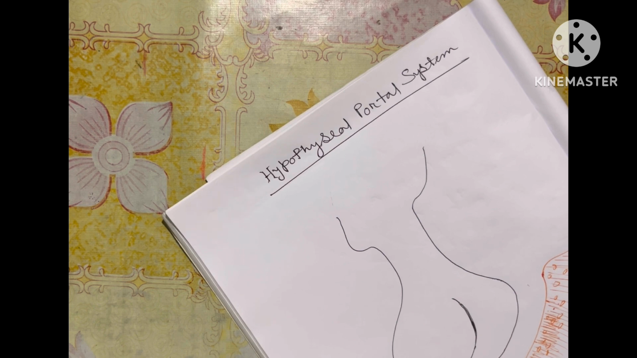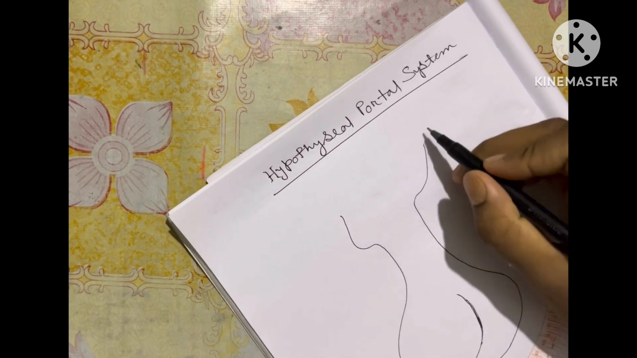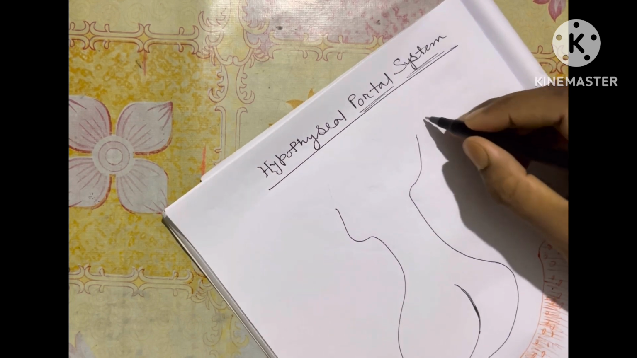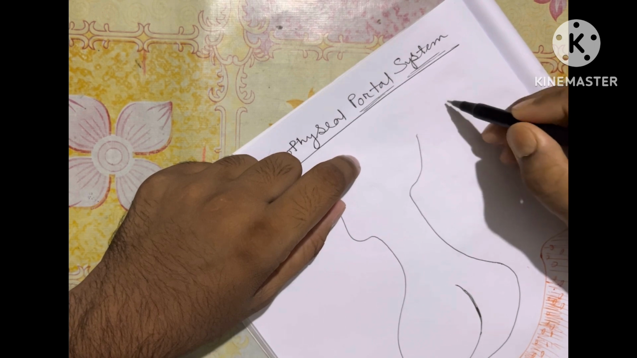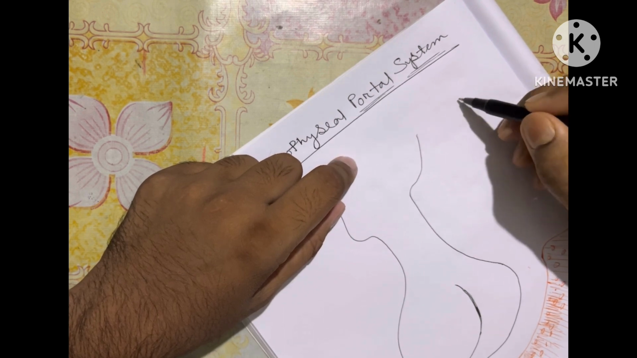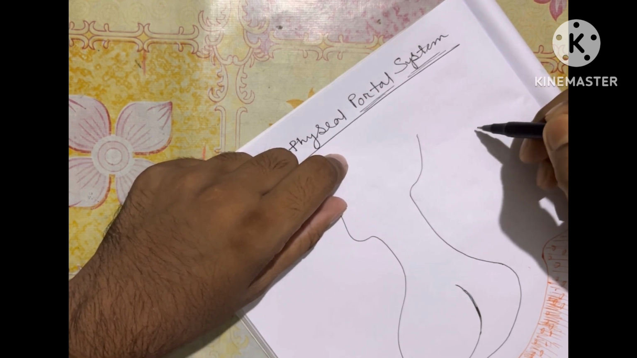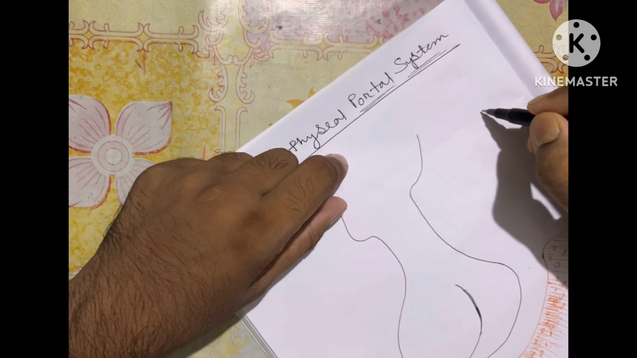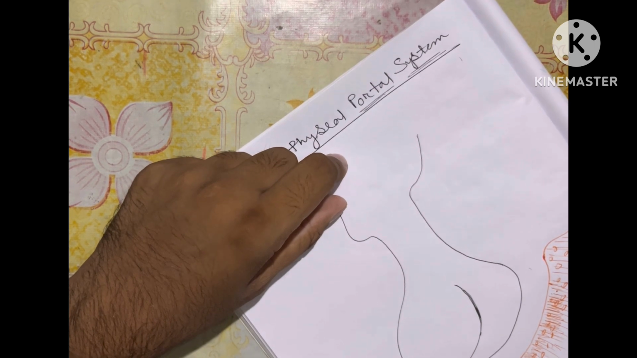So in this video, we are going to discuss the hypophyseal portal system. Before starting the main topic, we must know what a portal system is. A portal system is a kind of blood circulation in our body where blood is withdrawn from our heart, goes through an artery to a capillary network, and from that capillary network it goes through a vein back to our heart.